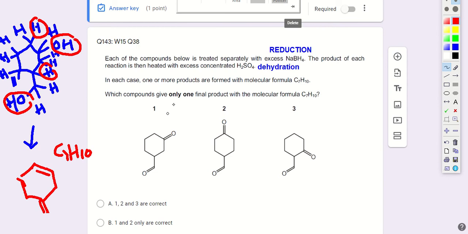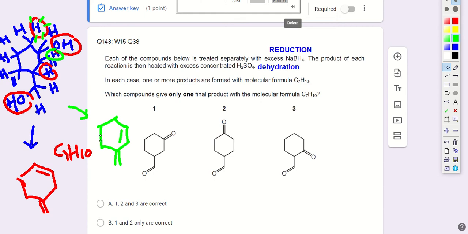Now, I said that we remove one hydrogen from this carbon. So now let's remove the hydrogen from this carbon instead, not this one. Then I'll get another product. This one is still the same. We can only remove hydrogen from this carbon because it's the only adjacent carbon that has hydrogen. Then I'll get this. So this is still C7H10.